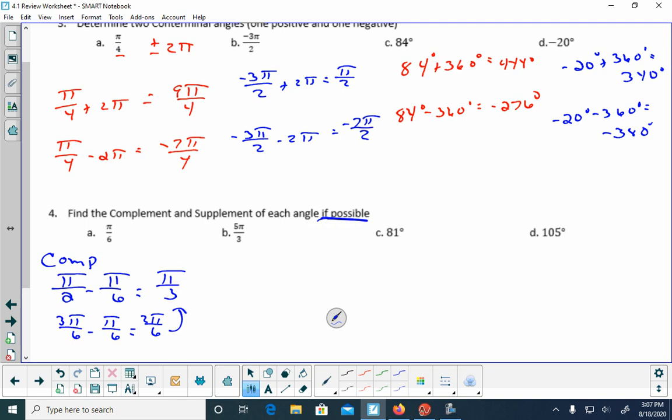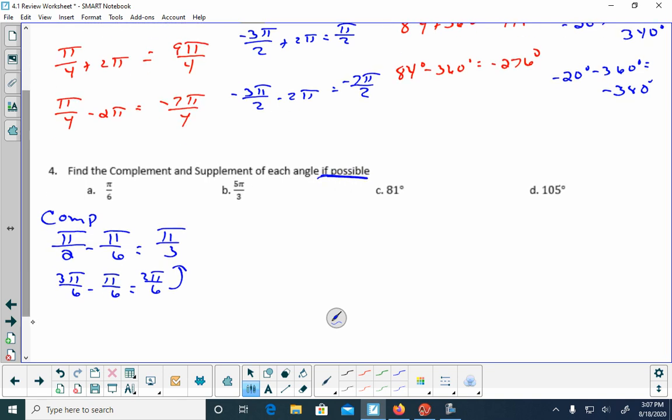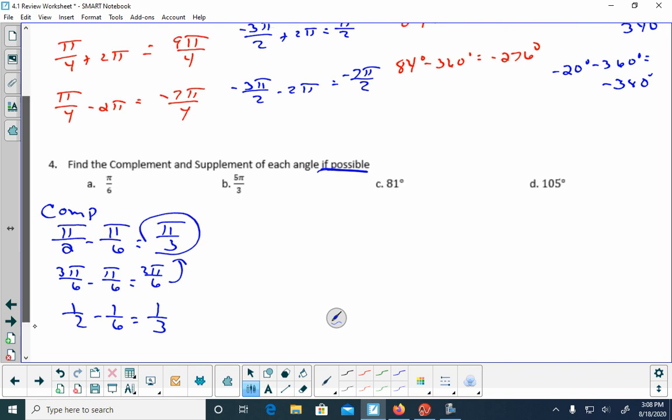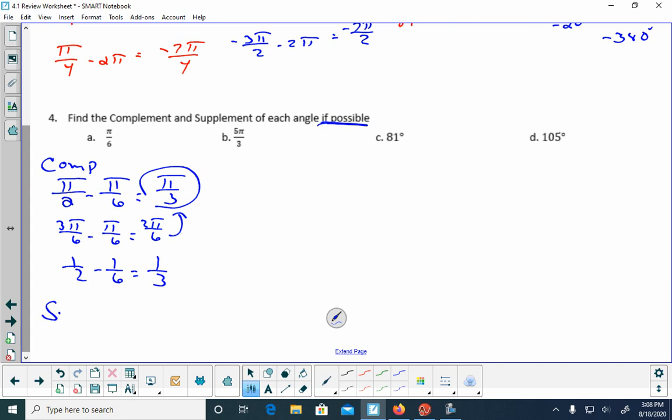If you're not a fan of fractions, which I still don't understand, you're going to take 1/2 minus 1/6 on your calculator. It's going to give you 1/3. You're just going to have to make sure you put pi in there. So that's the complement. It is positive, which means it exists, so that answer is okay. Now to find the supplement, I'm going to take pi and subtract pi over 6. When I do that, I get 5 pi over 6, because remember, this pi was understood to be 6 pi over 6, so I get 5 pi over 6.